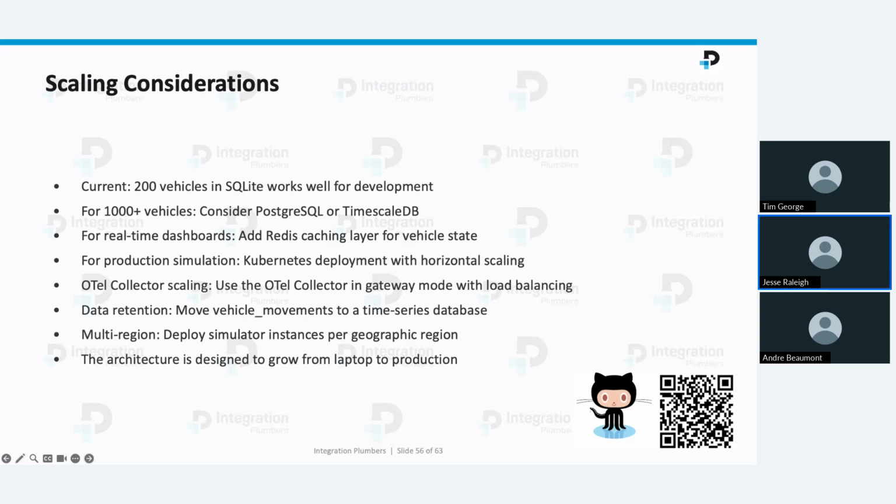On the OpenTelemetry side, you'd deploy the collector in gateway mode with load balancing to handle the increased throughput. The key point is that the architecture is designed to grow from laptop to production deployment without requiring a fundamental redesign.